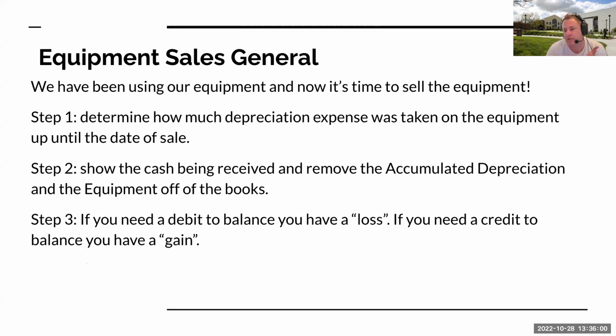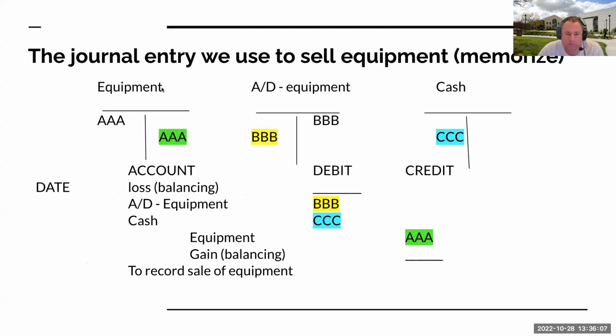If you think about it, what's on our books as a result of the equipment? Well, we have the asset, the equipment itself, and we also have the accumulated depreciation on that equipment. So when we sell the equipment, this is what's sitting here. To do the sale, I have to debit the accumulated depreciation on the equipment to take it off my books. I have to credit the equipment as well. I also have to show the cash that I'm receiving as a result of the equipment sale.